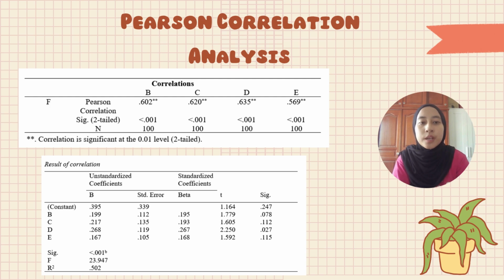Technology has R equal to 0.602, beta 0.195, and t-value 1.779. Platform has an R value of 0.569, beta 0.168, and t-value 1.562. This also shows a positive and strong relationship with the dependent variable.